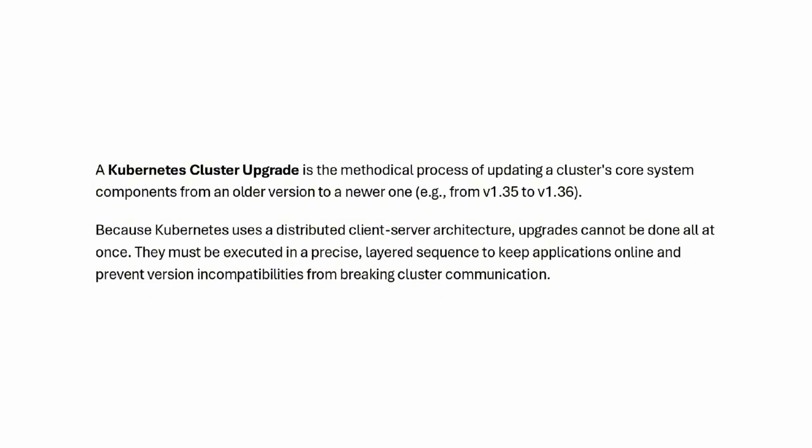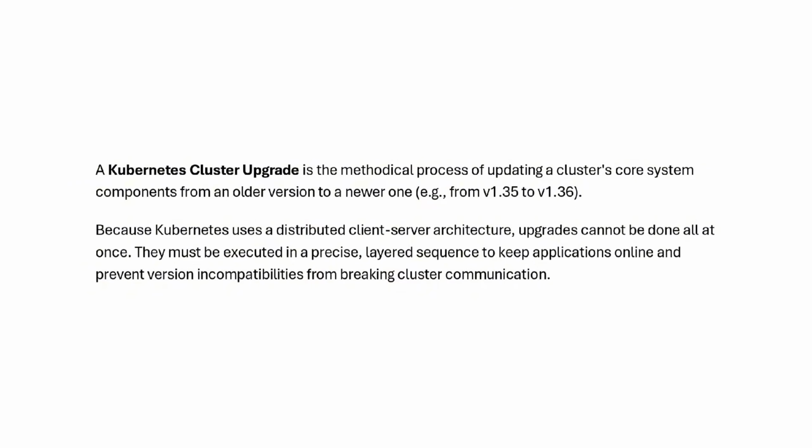A Kubernetes cluster upgrade is the methodical process of updating a cluster's core system components from an older version to a newer version, for example from version 1.35 to 1.36. Because Kubernetes uses a distributed client-server architecture, upgrades cannot be done all at once. They must be executed in a precise layered sequence to keep applications online and prevent version incompatibilities from breaking cluster communication.